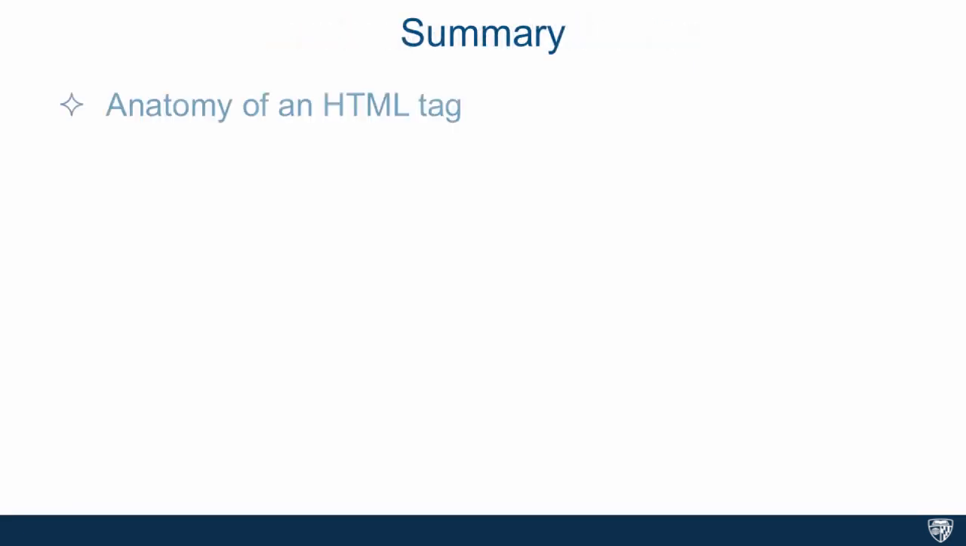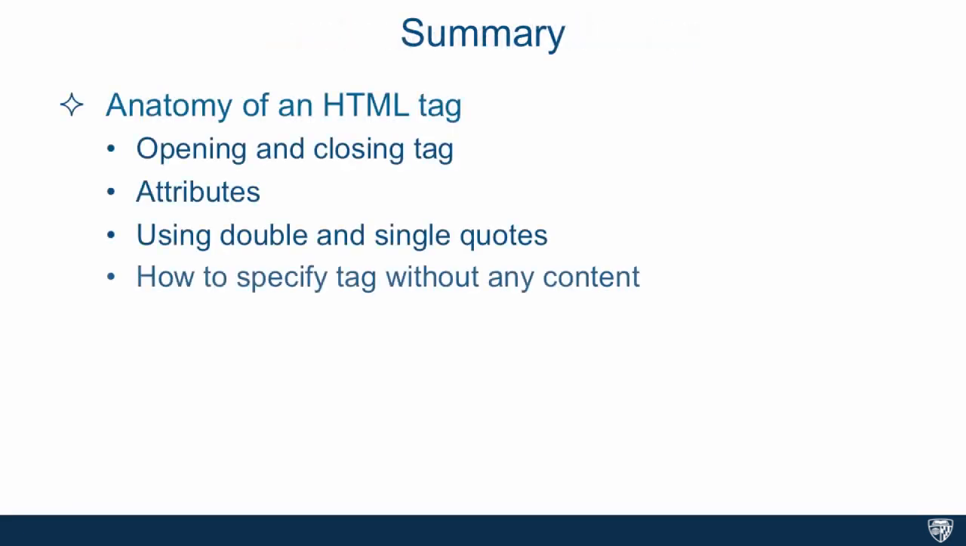So in summary, we went over the anatomy of an HTML tag: the opening and closing tags, and the fact that it can have attributes describing the tag itself. Remember, you can use double and single quotes interchangeably. Just make sure that if there are actual quotes in the value of an attribute, you close them in the opposite order from the order you opened them. And we also went over how to specify a tag without any content inside in HTML5, for which the rules are a little bit different than for the previous versions of HTML.